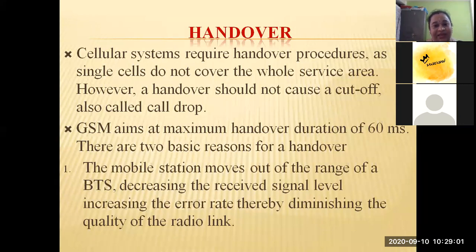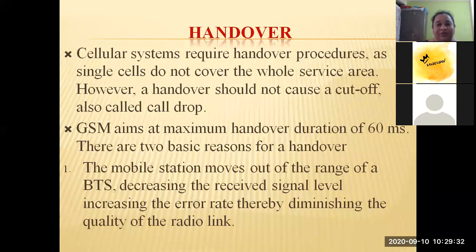In a similar way, here also the signal is going to be relayed over a distance. That is, for a specific distance extension, a particular antenna is going to be conveying the signal. From there onwards, the signal is going to be dropped, but another antenna is going to take that responsibility to convey or retransmit the signal from that point. So that is nothing but the handover. The cellular system requires handover procedures, that is, handing over.